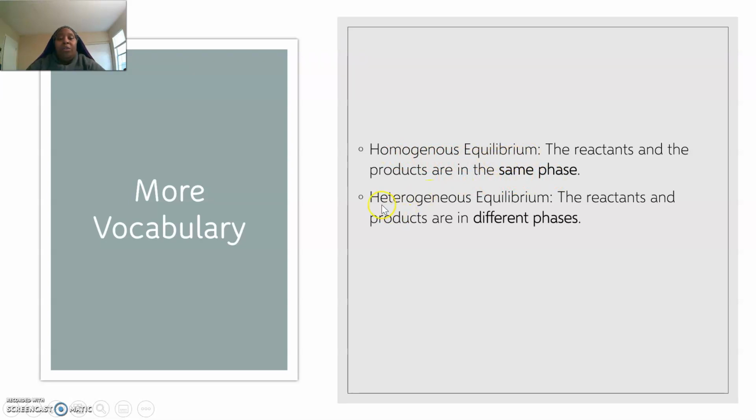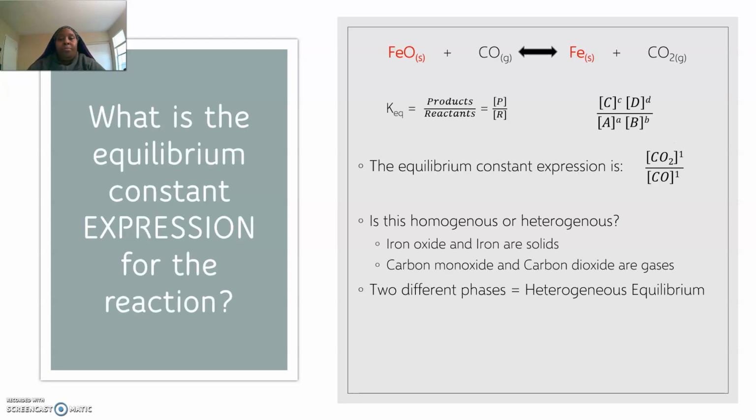And then for the second, we have heterogeneous equilibrium. If the reactants and the products are in different phases, that's what hetero means, different, then it is heterogeneous equilibrium. We're actually going to go through a problem and talk about whether it's homogeneous or heterogeneous equilibrium, and then you should have a better idea of what's going on.